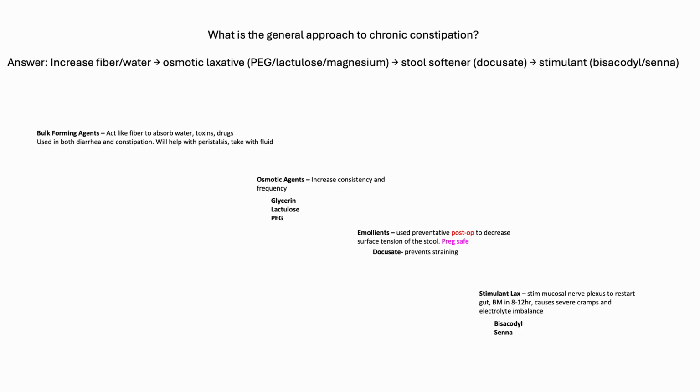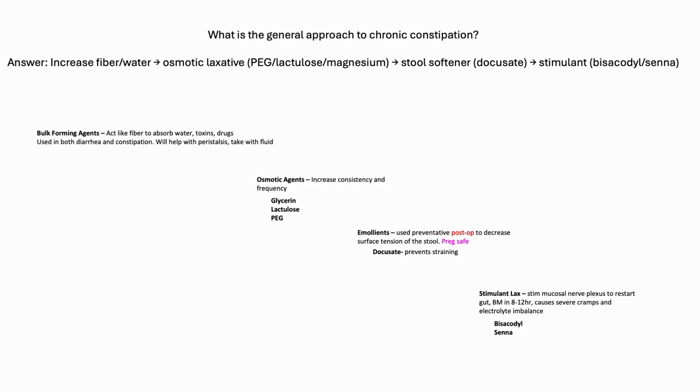After that, if they're refractory, we can go on to our osmotic laxatives. You got to be careful with these. You can't use them long term, but they both increase the consistency and the frequency of the stool. Things like lactulose, PEG, or glycerin suppository stuff. Magnesium's also in there. And then, if that doesn't work, we can move on to a stool softener, something like docusate, which can decrease the surface tension of the stool to prevent straining. They're known as emollients. That's an option.